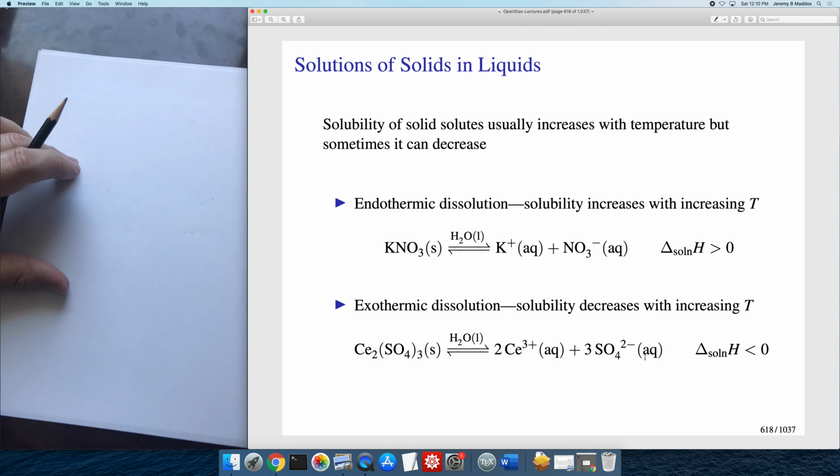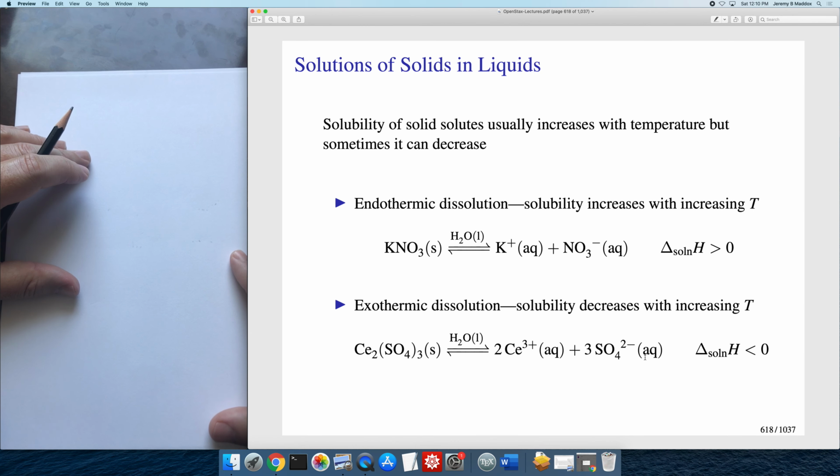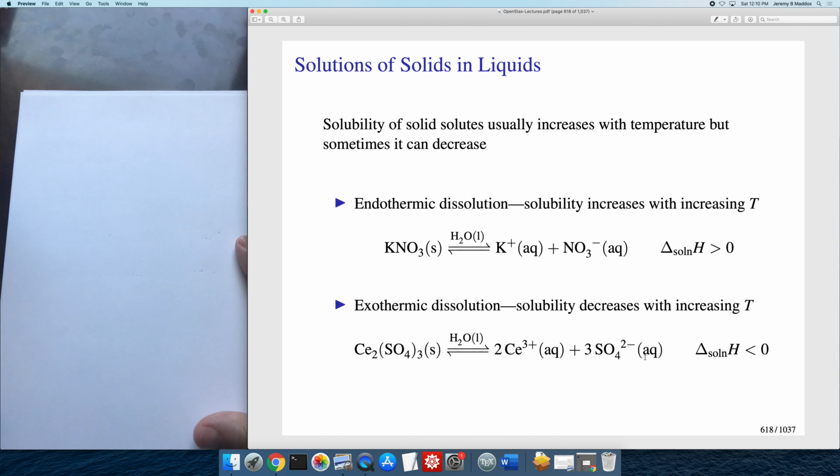Here's one way to help you remember the rules. I'm not real big on memorizing rules, especially rules like this, because it's so easy to get them backwards. I usually try to associate them with a particular process, which I find easier to remember. So there's two cases here. Let's consider the endothermic case.